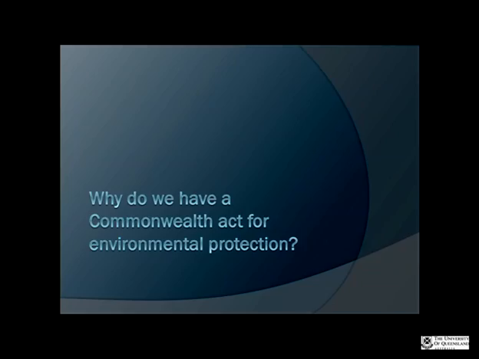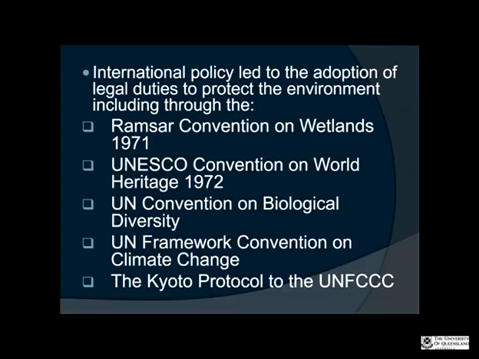So why do we have a Commonwealth Act for environmental protection? Well, it comes from international developments. It's a reaction to the fact that we have these international conventions that have been agreed to by Australia, which are establishing duties on Australia as a country to protect the environment. So we have things like the Ramsar Convention on Wetlands, we've got a Convention on World Heritage, one on biological diversity, climate change, and so on.